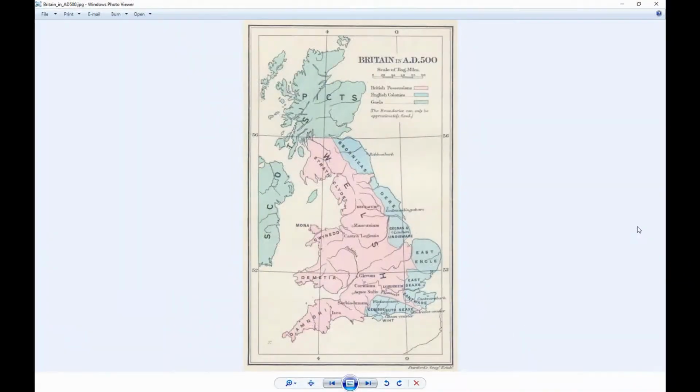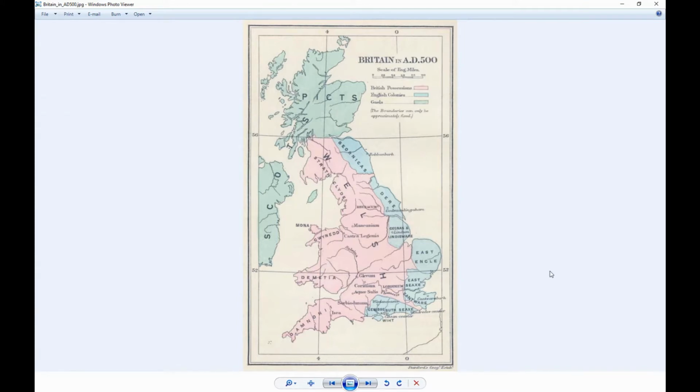So this is a great map. This is Britain in 500 AD, and they have Scotland here as the Picts. What's really interesting here is look at the size of the land they call Welsh. Right now Wales is really only about to there. This is all England and Scotland up here and Ireland here, but this is all labeled Welsh.